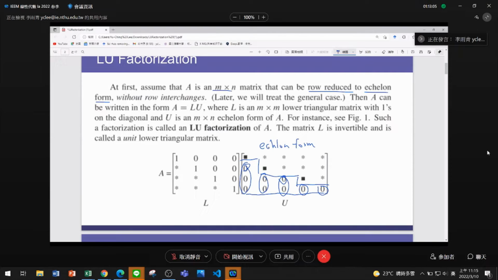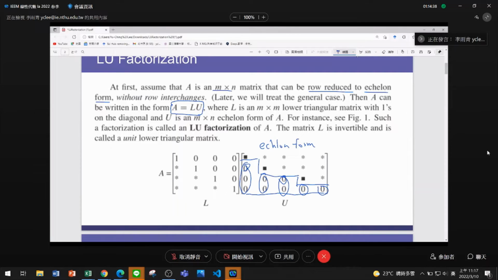And do we need to memorize the three requirements of echelon forms? The answer is yes, because some matrices look like the echelon form, but are not. So you should be really familiar with the echelon form. Okay, so if A is such a matrix, we can write A equals LU. This is exactly what we mean by LU factorization.